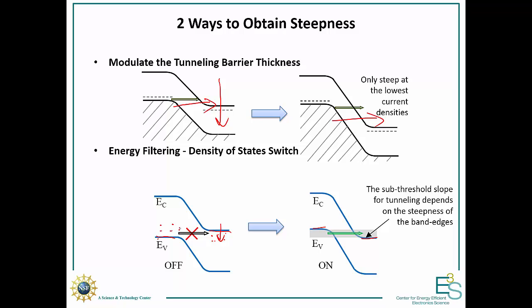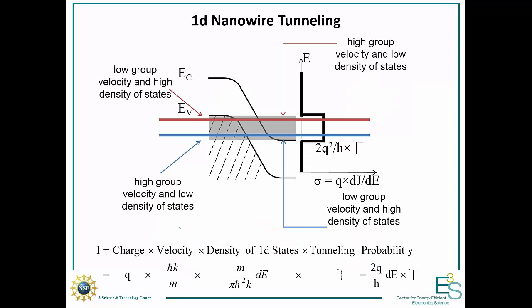Now, to give an introduction to this whole concept of tunneling, I want to analyze the very conventional WKB approach to tunneling in a nanowire. I just want to ask, what is the current going through this band diagram? We can notice a few things.